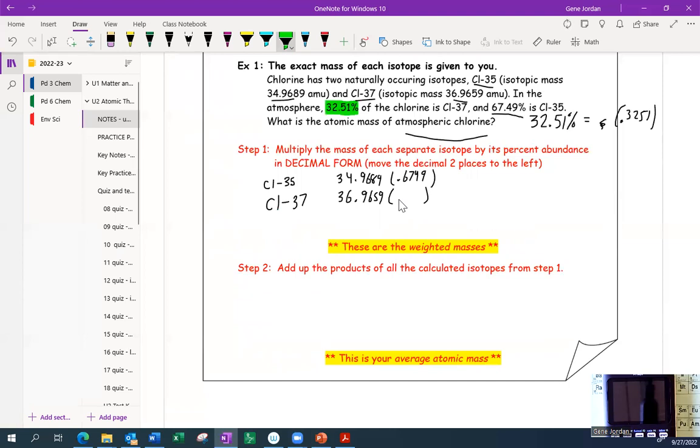This chlorine-37 is 32. Try not to get confused with all the numbers. You just need to find out which one is labeled. They might not be labeled in the same order like in this problem. Once we have this, what we're going to do is multiply those out and then add them together.